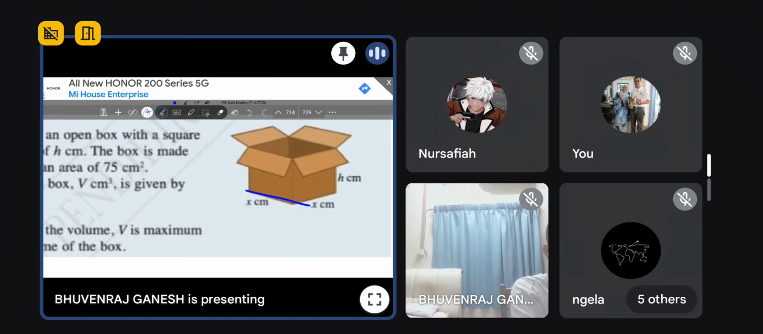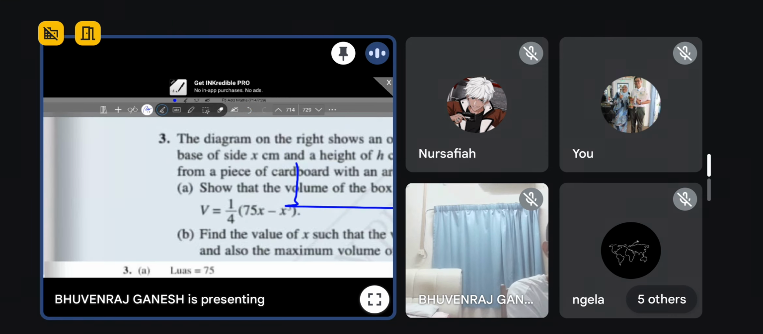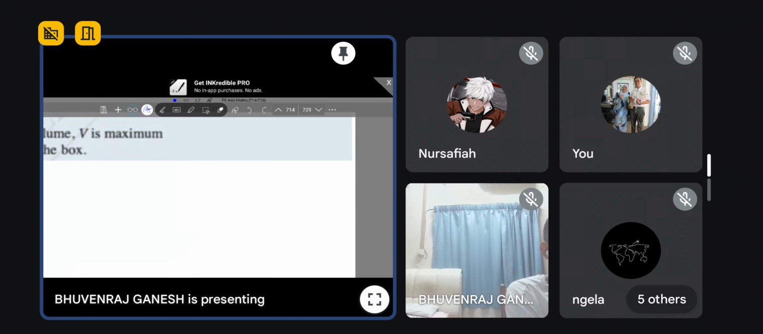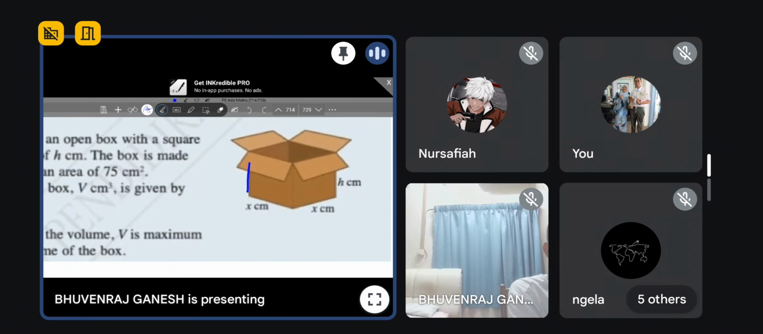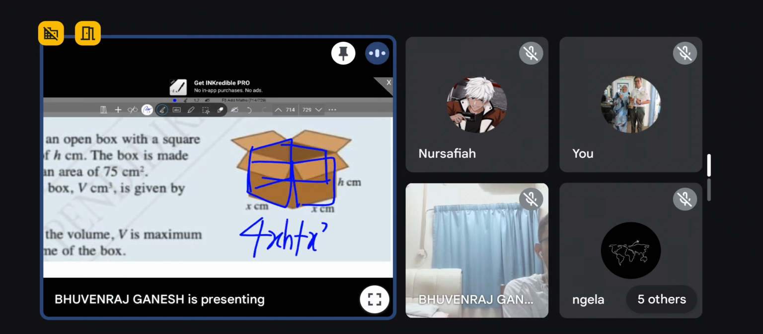So guys, the bottom surface area is x square. Am I right? And then for all these 4 sides, your area will be 4xh. Each one is xh. Can you all see it, guys? You got 4 areas. That's why 4xh plus x square. This is your area, which is 75 cm squared.